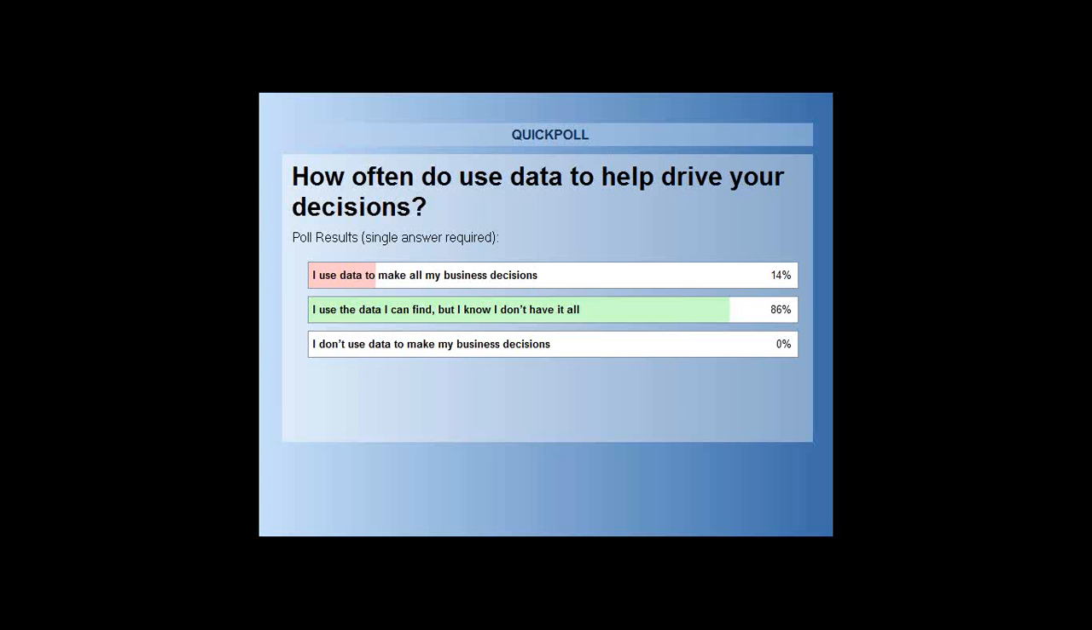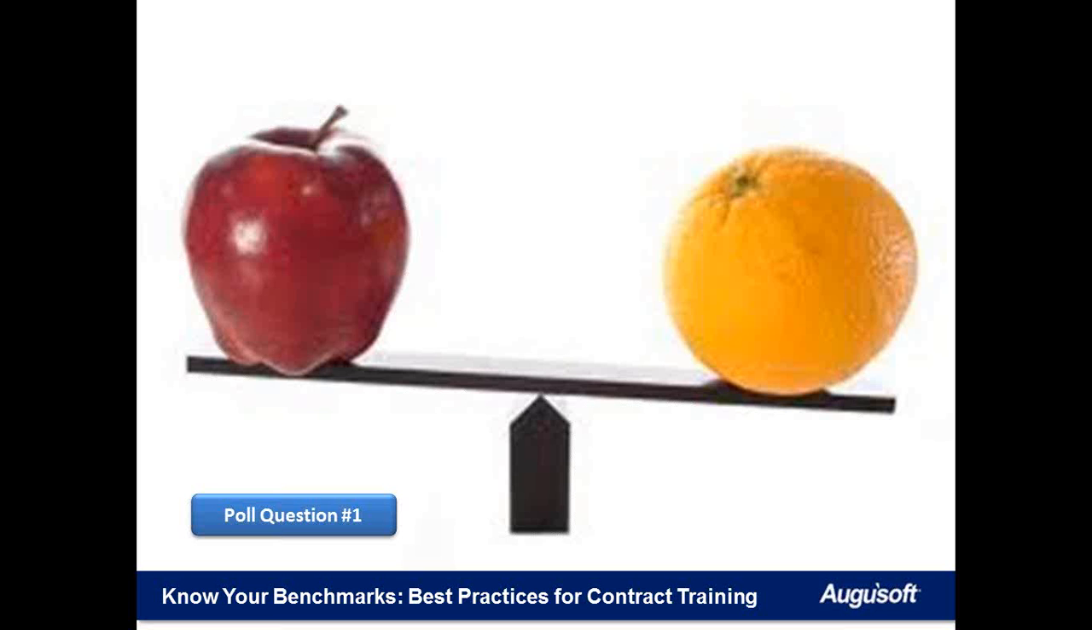All right, so here are the results of the question. 14% said that I use data to make all my business decisions, and the vast majority, 86%, said that I use the data I can find, but I know I don't have it all. And fortunately, nobody says they're not using any data at all to make decisions. So yay! That's great. And I totally understand the overwhelming response to, I use data where I can find it, but I'm not totally confident that I have all the data that's required.